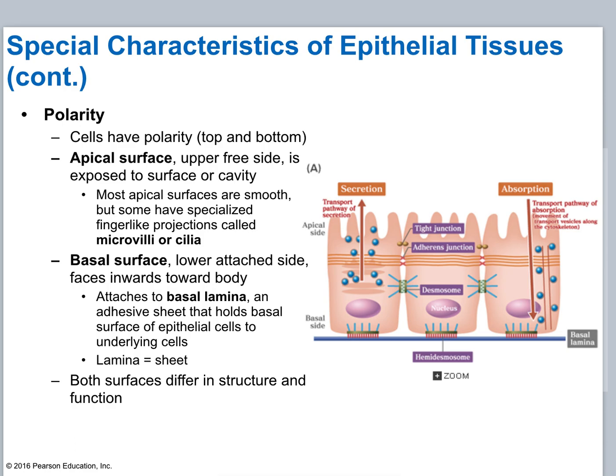The top surface, or the apical surface, is the upper free side, and it's exposed to the inside of the cavity or the surface. The apical surface of the skin would be exposed to the air. The apical surface of the inside of the stomach would be exposed to the stomach acid. The basal surface is the lower side of the epithelial tissue, and it's what attaches the epithelial tissue to the underlying connective tissues.